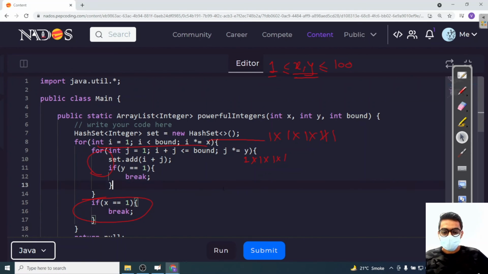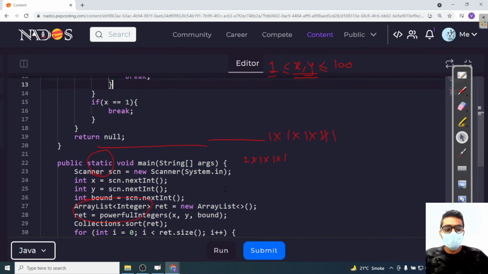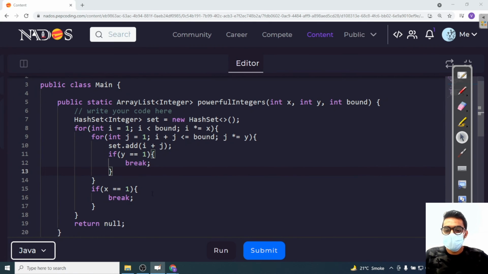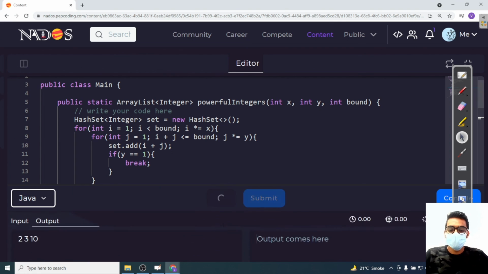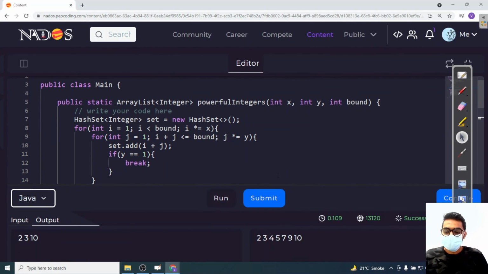Now after doing all this, let me clean this. After doing all this, we need to return the set as a list of integers. So new ArrayList of the set. We can return the set in this type. Let's try to run this code. It runs for the sample test case.